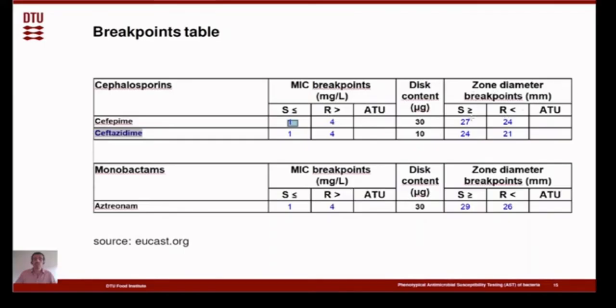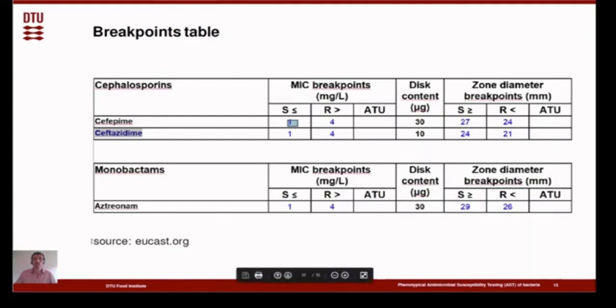So in the disc diffusion, we are looking for greater values when we are looking for the susceptible isolates, and the resistance is when the inhibition zone is less than 24 millimeters. Which is quite the opposite. Here we want lower values in MIC when we want to have susceptibles, and in the disc diffusion we are looking for greater inhibition zones.